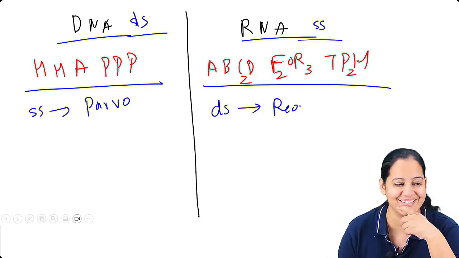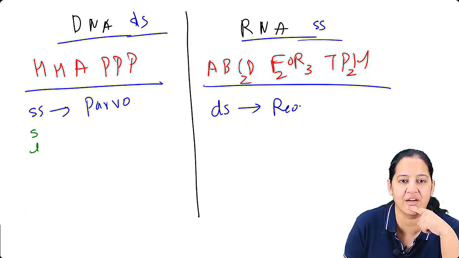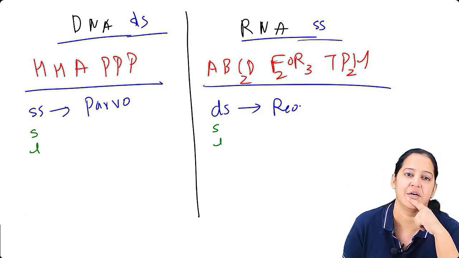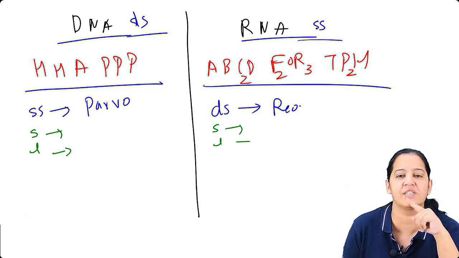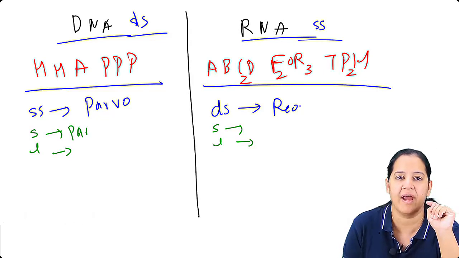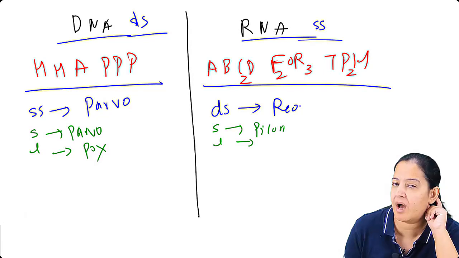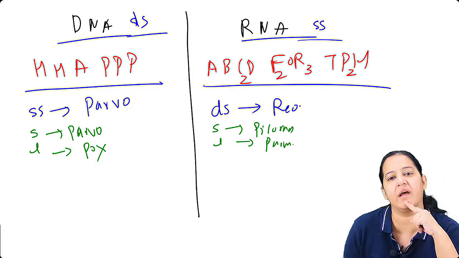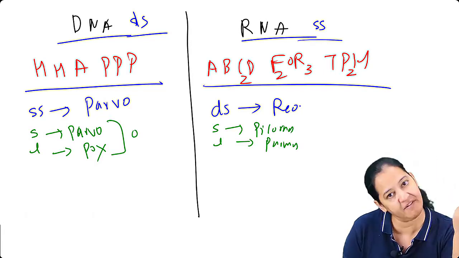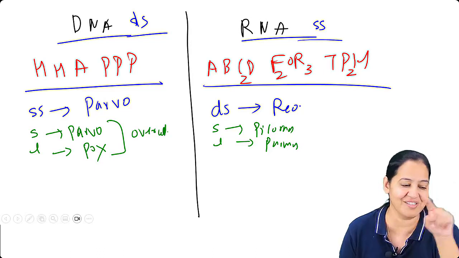Please learn that. The second concept I told you: tell me the smallest and largest here, and smallest and largest here. I mean the baby and grandfather. Here the baby is Parvo and the grandfather is Pox. Here the baby is Picorna and the grandfather is Paramyxo. And you know overall are DNA only. DNA wale overall bhi hai. So this is the second concept we have seen.